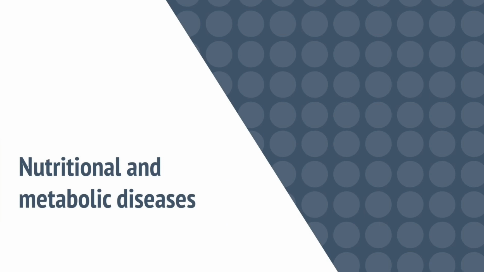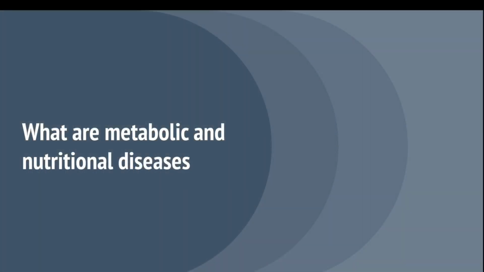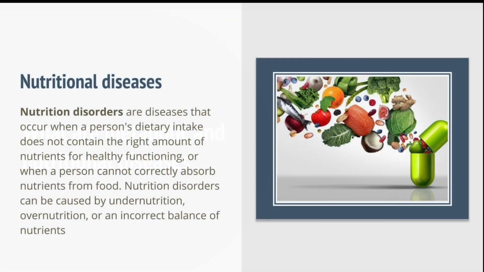Nutritional and metabolic diseases. What are metabolic and nutritional diseases? Nutritional diseases, also known as nutrition disorders, are diseases that occur when a person's dietary intake does not contain the right amount of nutrients for healthy functioning, or when a person cannot correctly absorb nutrients from food. Nutrient disorders can be caused by undernutrition, overnutrition, or an incorrect balance of nutrients.